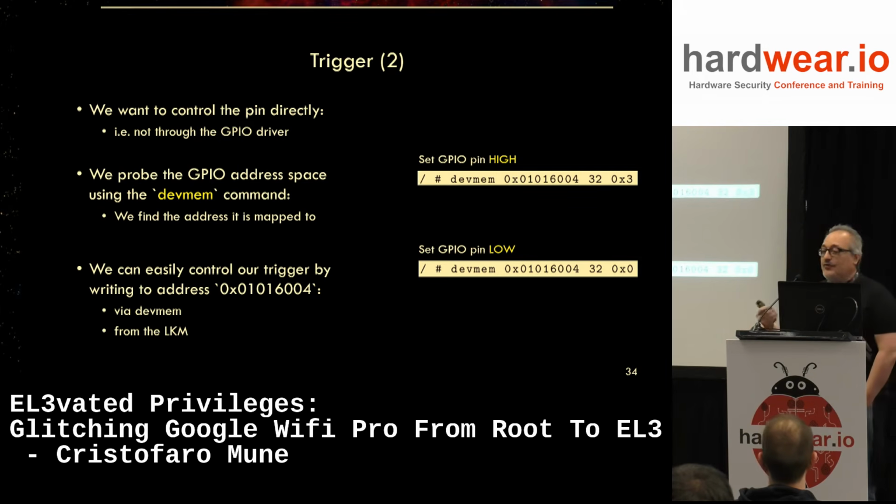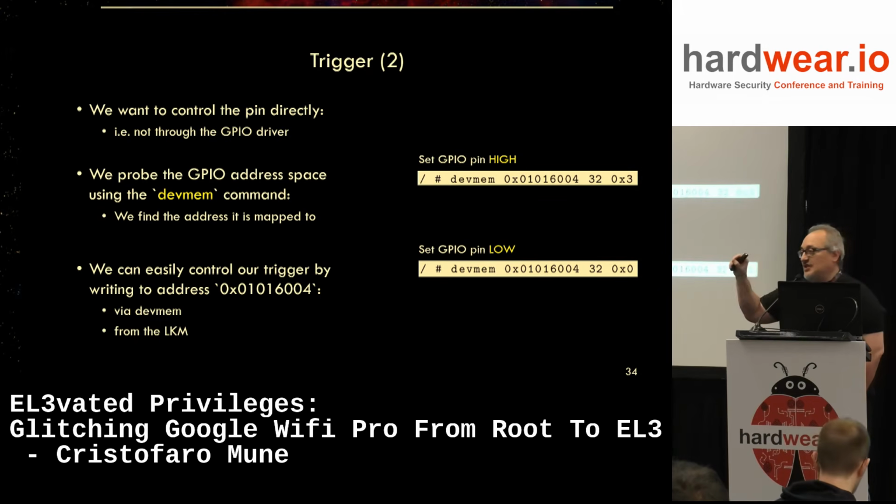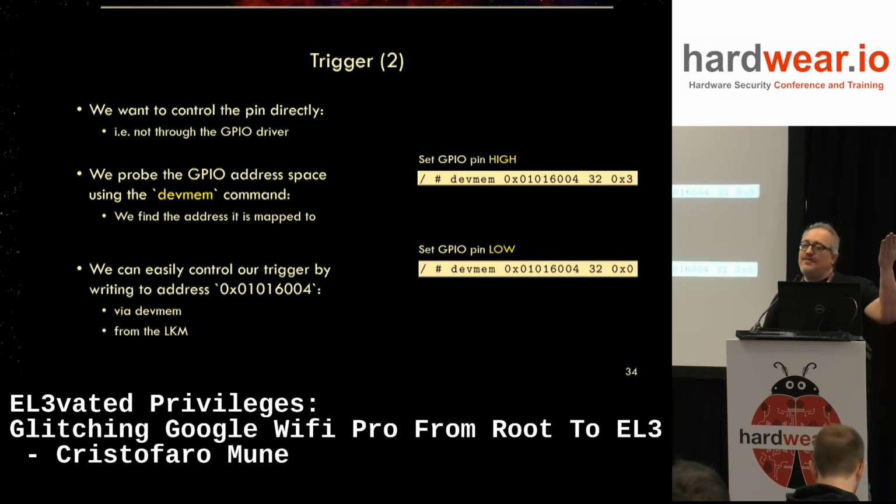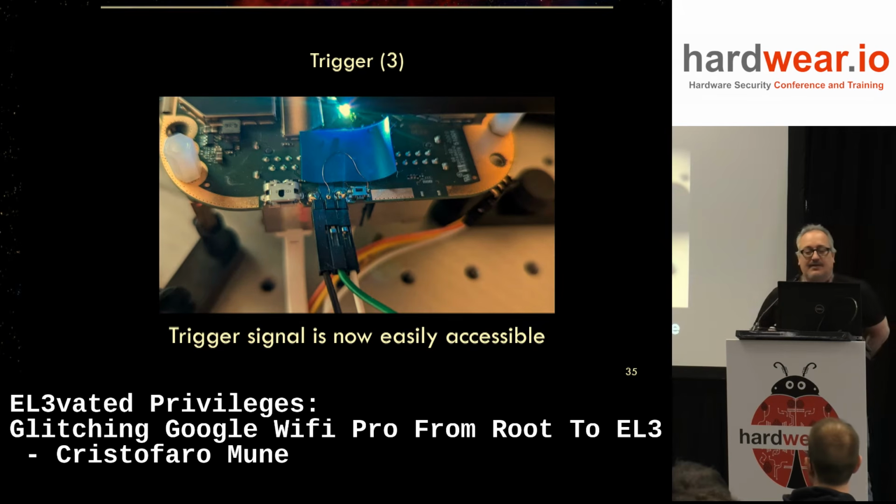01016004. And if you write, let's say, the first command, a 32-bit write masked with 03, 03 means we are raising the pin high. And at the same address, we write 0, and we are putting the GPIO pin low. So before we start any operation, we raise the pin, and then we have the target we want to glitch, and we go down. So this gives us a very good time reference. The trigger signal now becomes easily accessible.